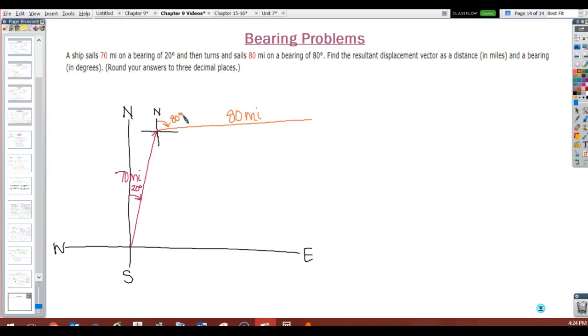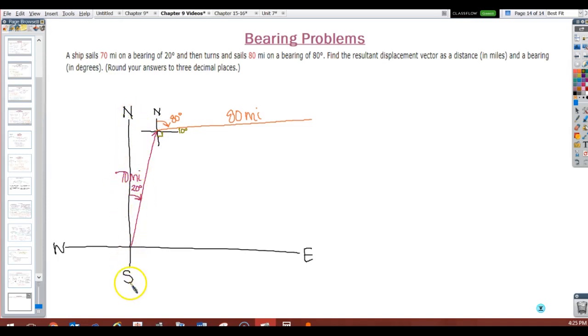Now, whenever you draw these in, there's always going to be other pieces of information that you can find on your drawing that aren't explicitly given to you. What I mean by that is if we're traveling 80 degrees, I know that that's 10 degrees short of traveling perfectly east. So this little angle right here is 10 degrees. Well, from here, I know that this angle is 90, and this 20-degree angle is going to help us also.